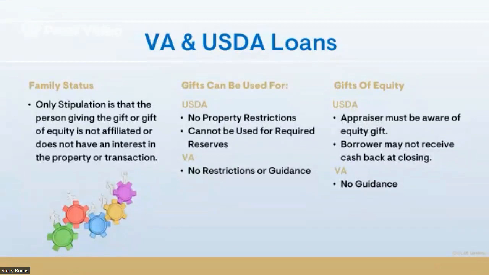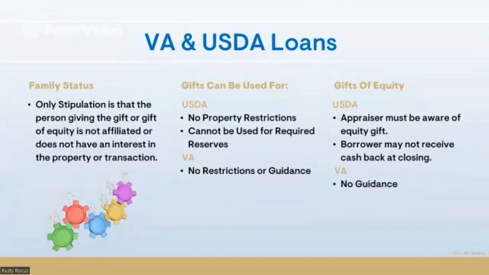VA and USDA. The only stipulation is that they can't be an interested party in the transaction. Anybody can give with these programs, which is the beauty of it whenever we're looking at it. So for VA, we like to take care of our veterans and go from there. So these guidelines are a little bit looser, as well as USDA. No restrictions. Realistically, they can't be an interested party in the transaction.